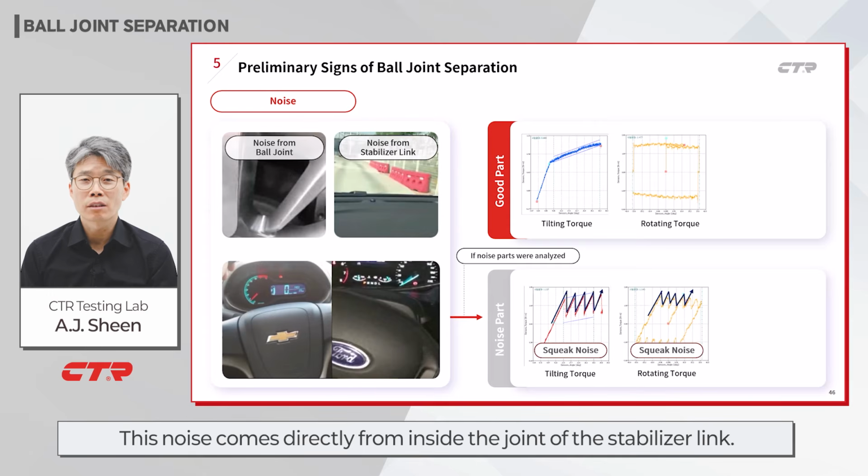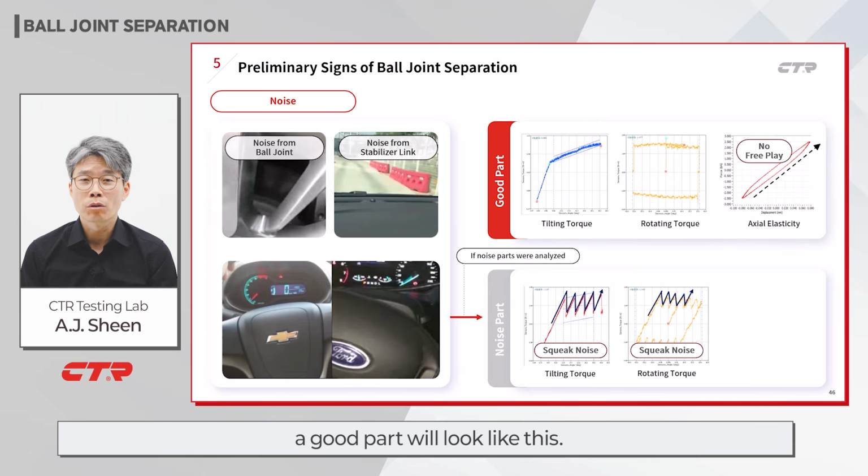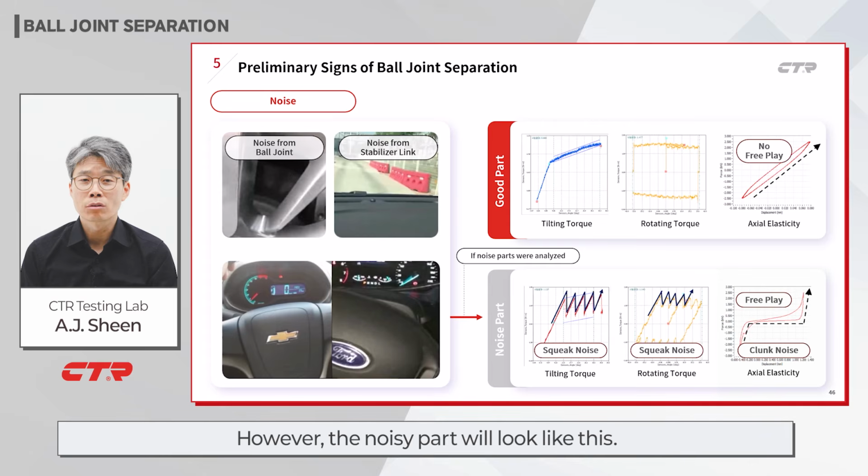This noise comes directly from inside the joint of a stabilizer link. When you separate the part from the vehicle and measure its actual end travel, a good part will look like this. It's linear. However, the noisy part will look like this, a typical free play inside the joint.